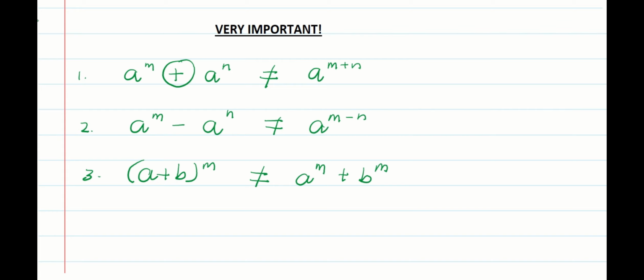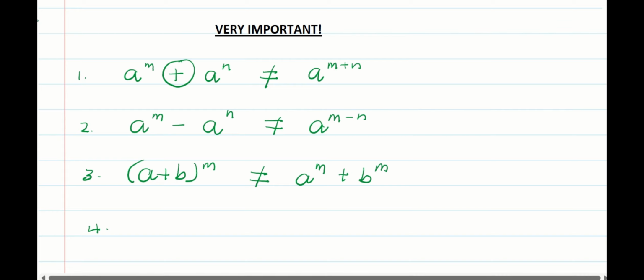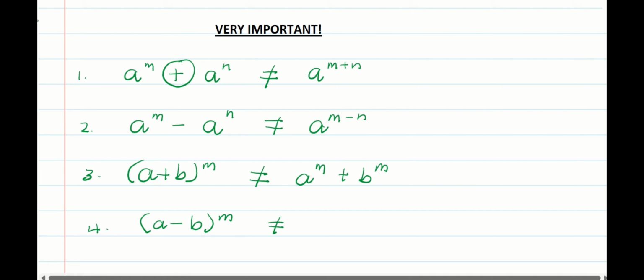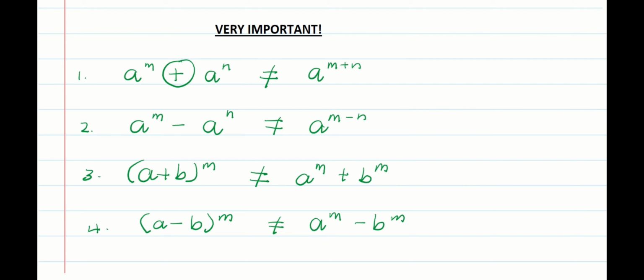And finally, if again inside the bracket you have a, but this time minus b, to the power of m, it's not the same as a to the power of m minus b to the power of m. Very important details to take note of, guys.